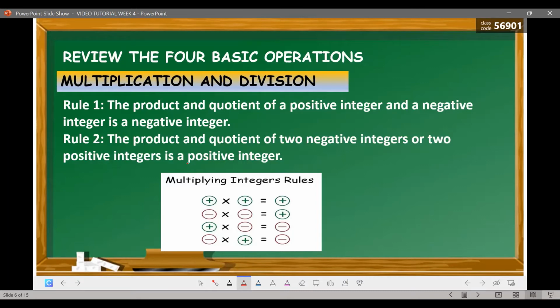Okay? Then rule number 2, the product and quotient of two negative integers, or two positive integers, is a positive integer. Okay? So kapag naman magkapareho ang minumultiply or dinidivide natin, kapag pareho ang sign nila, parehong negative or parehong positive, automatic, the product or the quotient is positive. Okay po. So here are the examples of the sign.